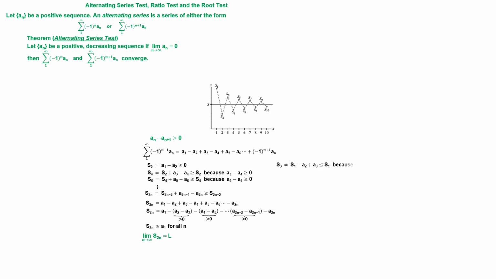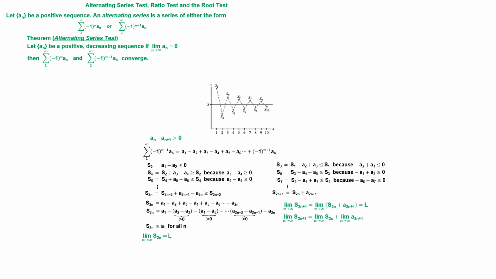Now, let's take a look at the odd partial sums. Now we compute the limit of the odd partial sums. The two sequences of partial sums converge to the same limit, and this means the entire sequence of partial sums also converges to L. Since both the even and odd partial sums converge to L, the series is convergent.